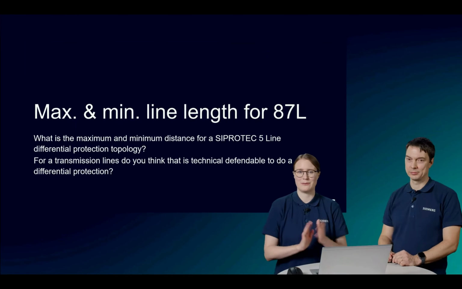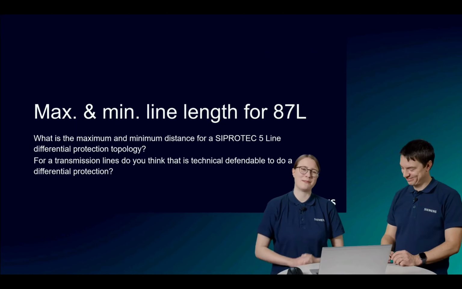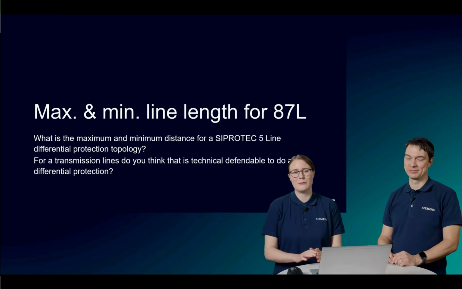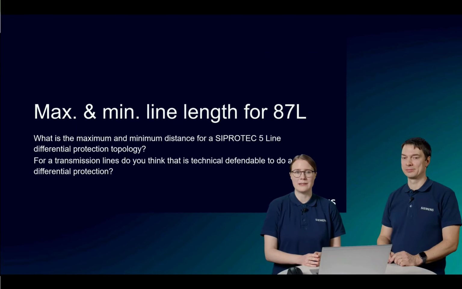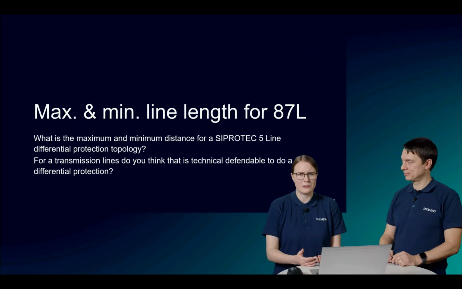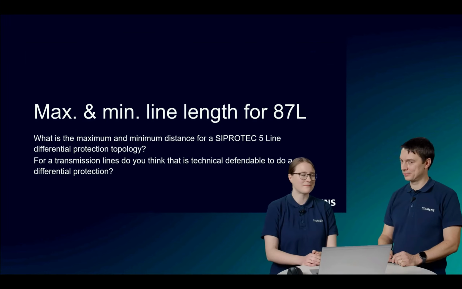Okay, now I have a question for Philip about maximum and minimum line lengths for our 87L. So what is the maximum and minimum distance for a C-PROTEC 5 line differential protection topology? For transmission lines, do you think it's technically defendable to do a differential protection?